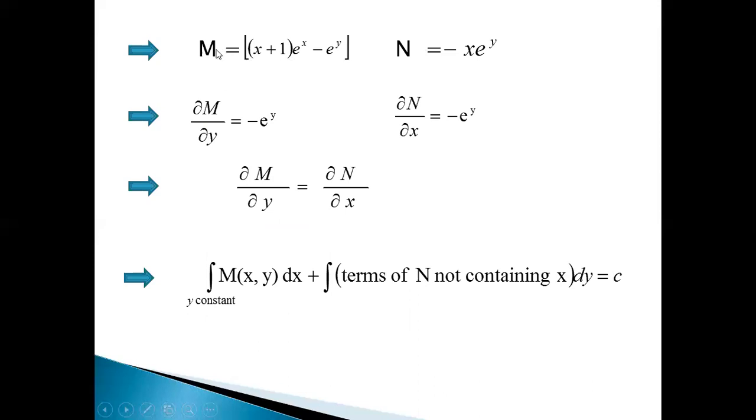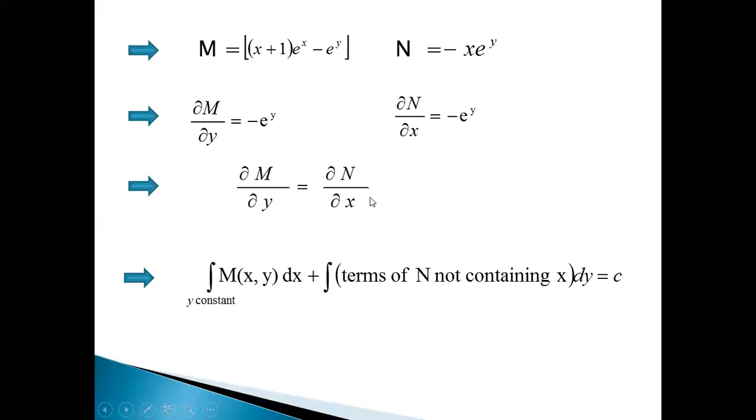Now the derivative of m with respect to y. Here in the first term there is no y, so the first term is constant, and the derivative of the first term is 0. And in the second term, the derivative of e raised to y is as it is. So the partial derivative of m with respect to y is 0 minus e raised to y, that is minus e raised to y. And the derivative of n with respect to x: the derivative of x with respect to x is 1, so that is again minus e raised to y. Both are the same, so del m by del y is equal to del n by del x.